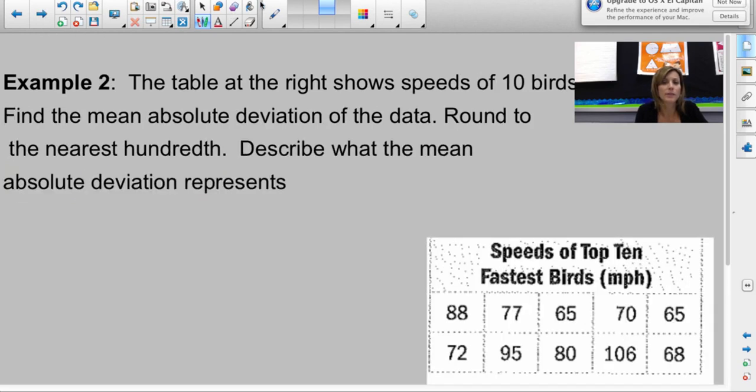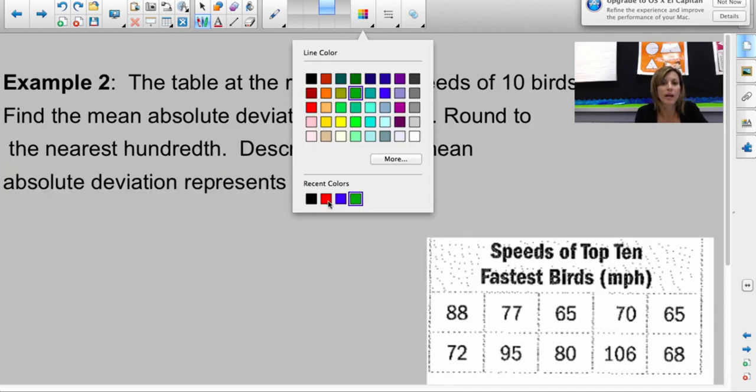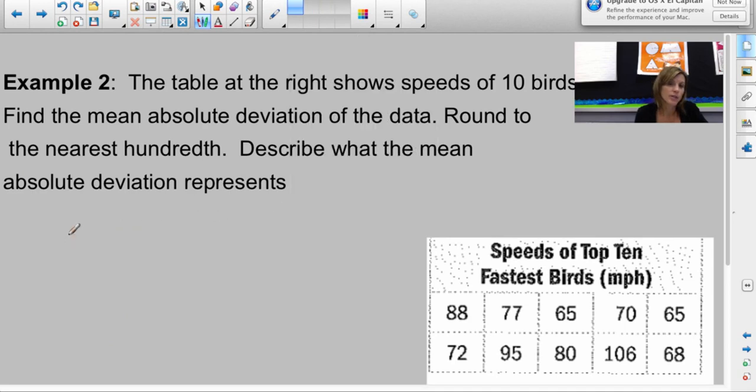All right, let's do another example since that was a little confusing. We're going back to putting them in order. The table at the right shows the speeds of 10 birds. Find the mean absolute deviation of the data, round to the nearest hundredth, and then describe what it means. So in order, we've got 10 this time, so we've got to make sure that we have stacks of groups of 5 so I can, oopsies, write it down.